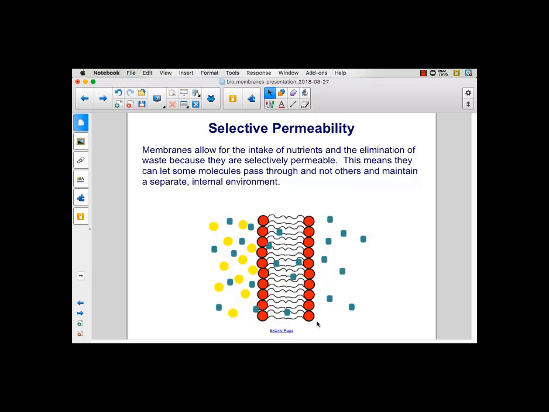So let's take a look at this image here. If this is the external environment and this is the internal environment, you can see that not all of these molecules are allowed to pass through. Only some are allowed to pass through the membrane. And so out here, we have only these molecules, while on the outside, there are various molecules.